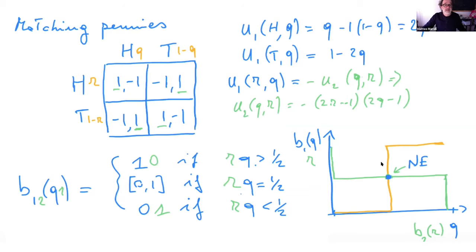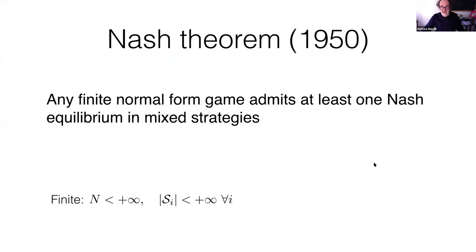And to finish with this, Nash proved in 1950 that any finite normal form game admits at least one Nash equilibrium in mixed strategies. So if you have a finite game, there will always be a Nash equilibrium in mixed strategies.